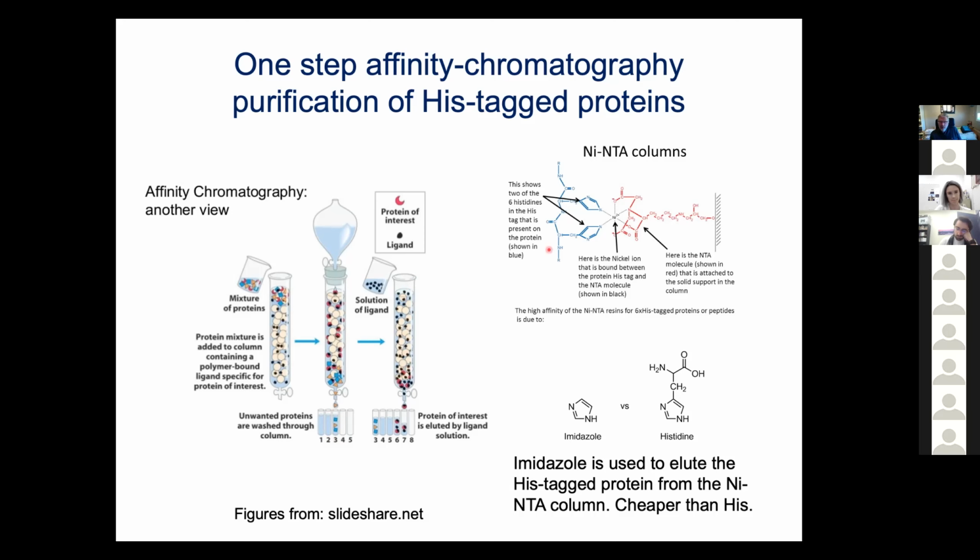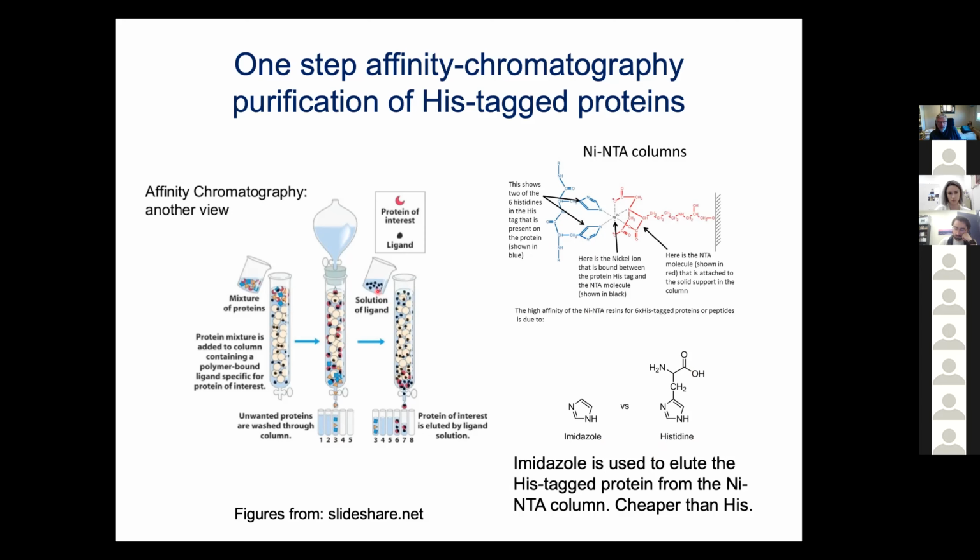So what we've got to do is bring in something that looks like histidine. And it's actually cheaper to use just imidazole than to use histidine. So you use a really highly concentrated imidazole buffer to knock your his tag, which has the protein attached to it, off the column material.